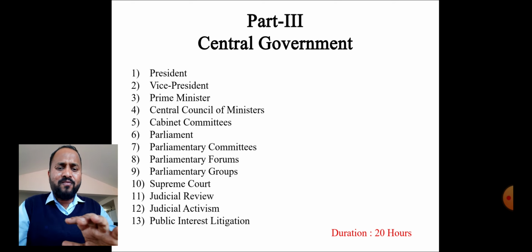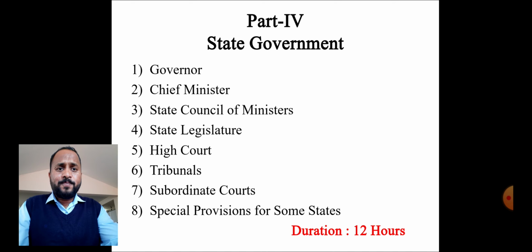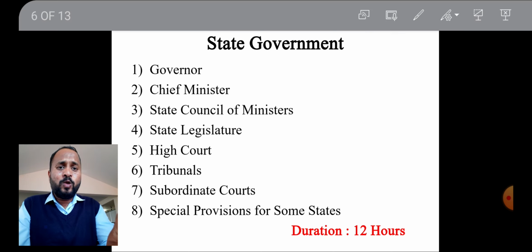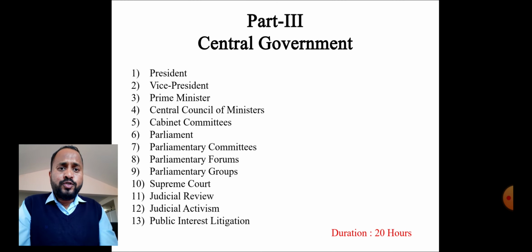We will discuss all about these things for around 20 hours. Next, part 4 of our study plan is state government. A state government comprises, as I discussed in the previous slide, take a look at once. In central government, we talk about our Indian government having a 3-tier system: central, state, and local.